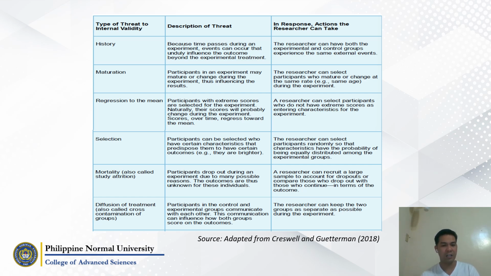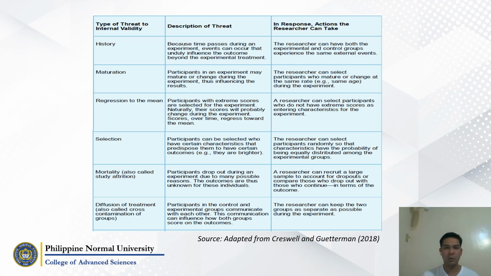This communication can influence how both groups score on the outcome. So the researcher can keep the two groups as separate as possible during the experiment. Ito yung parang nagchichismisan sila. So like, si teacher ang gumanito sa amin, so baka gagawin din nila yan sa inyo. O parang ganun. So dahil dyan, nagkaroon ngayon ng contamination of groups, no? The control group and the experimental group.